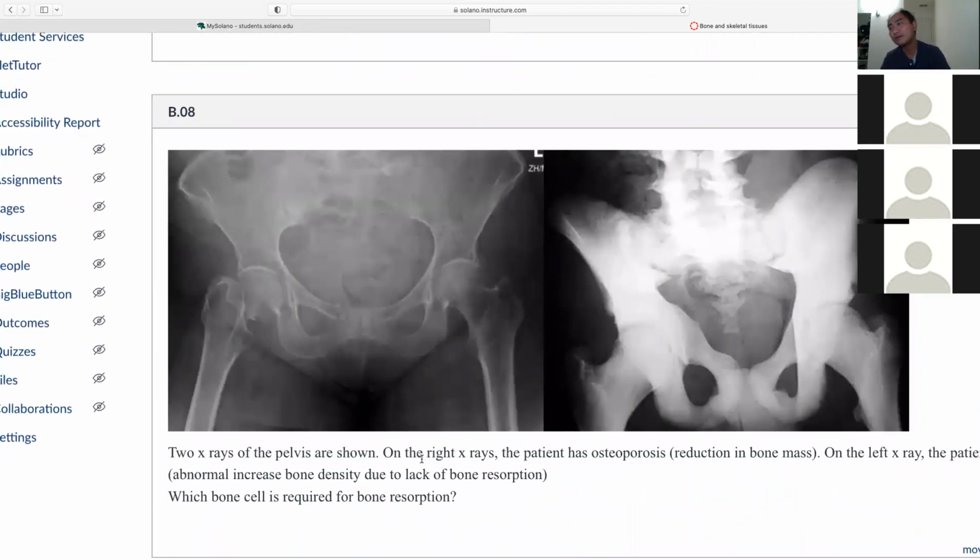Oh. So can you see the difference between two pelvic X-rays? Can you tell me what is the big difference between the two X-rays of the pelvis? There seems to be a bigger space in the pubic bone area on the right. On the right, you mean this one? Below that. Yeah, right there.